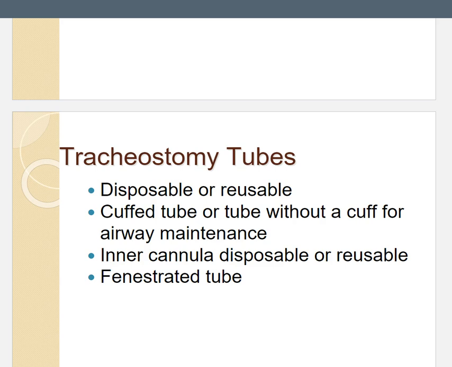They can be cuffed tubes or tubes without a cuff for airway maintenance, and I'll show you what we mean by a cuff, inner cannula, disposable, reusable, or the fenestrated type. Even though the trachs are much safer on the trachea itself, we still watch for signs of stenosis, fistulas developing, or even if someone begins to profusely bleed, the trach could have put pressure on the innominate artery and caused this excessive bleeding. So those are things that we want to watch out for, okay?